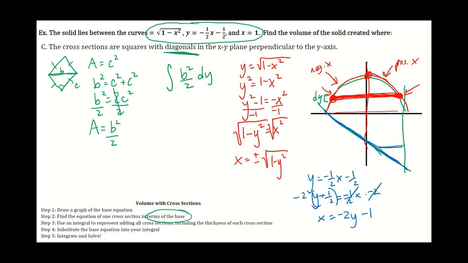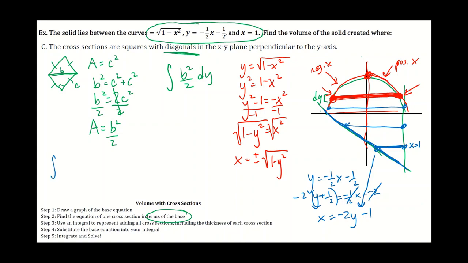So if my base is here, that's going to be between my quote unquote upper function, which is x equals 1, and my lower function, which is negative 2y minus 1. So that means I'm going to need two different integrals for this one, because depending on where your base is, it's either in between these two lines or it's in between these two square root functions. So let's go ahead and start setting that up. So I'm just going to set it up over here.